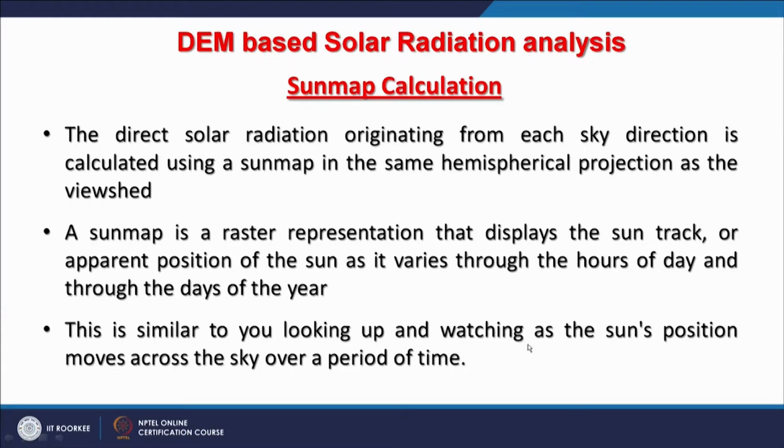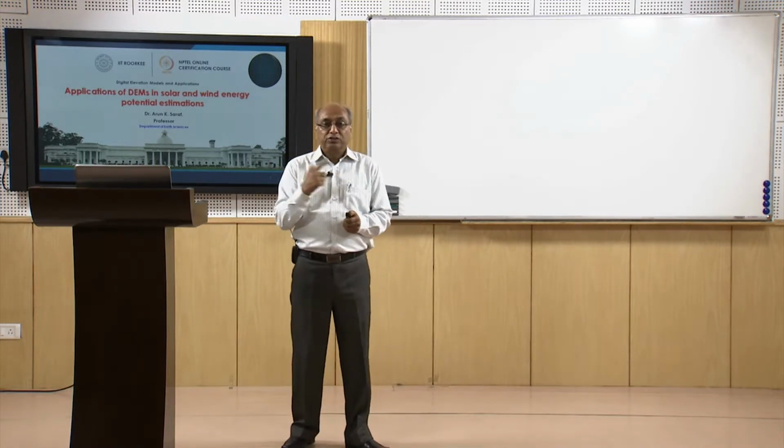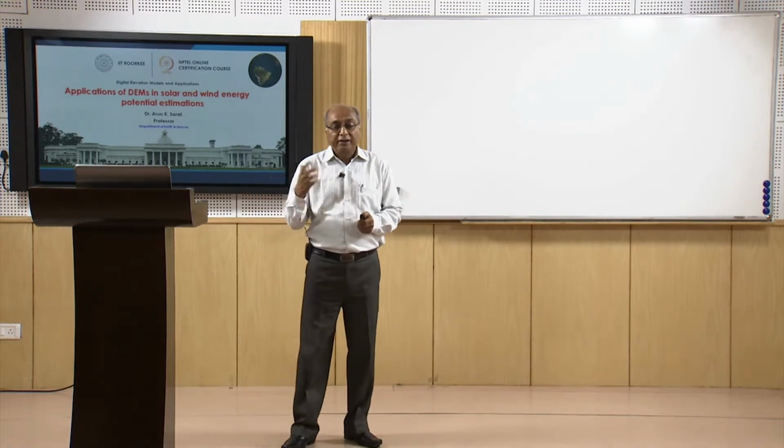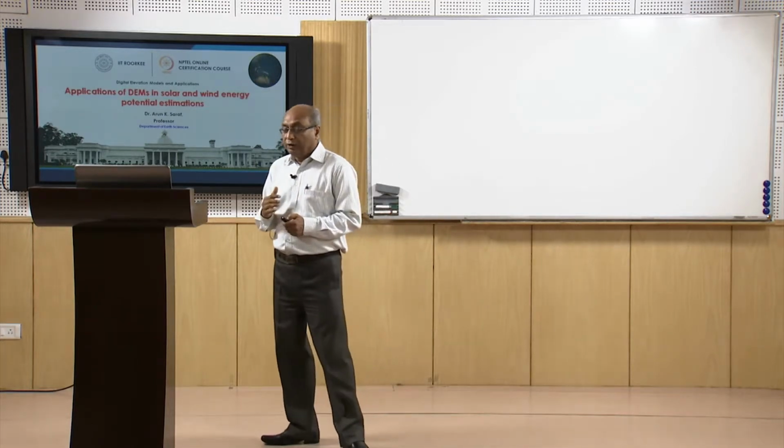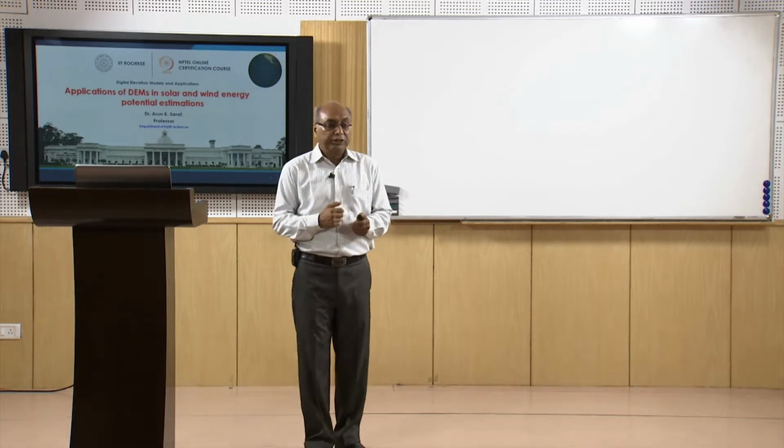And this is again an analogy. It is similar to looking up and watching the sun's position move across the sky over a period of time. So if I am located in a place and look upward, I can see where the sun appears and where it disappears. And so this sun map calculation will incorporate that information.